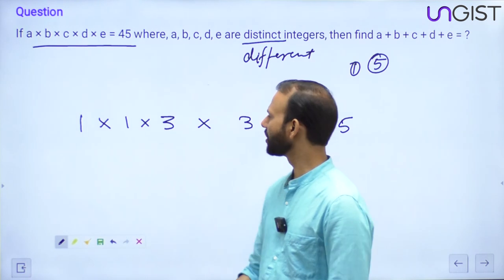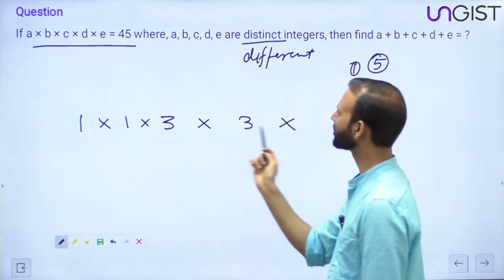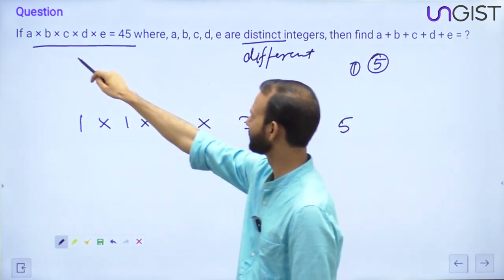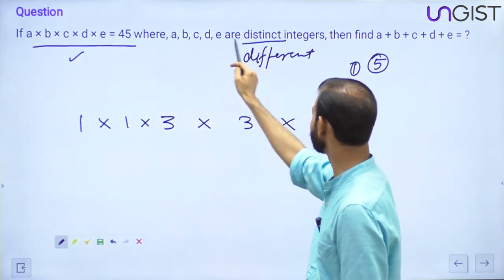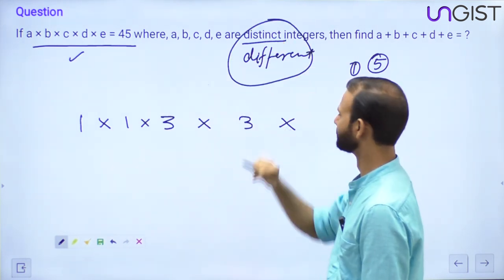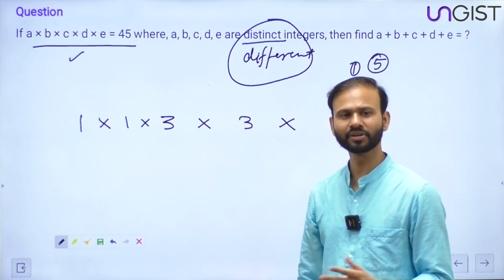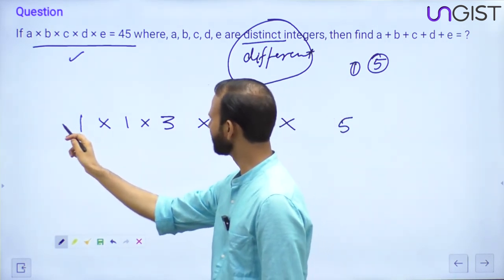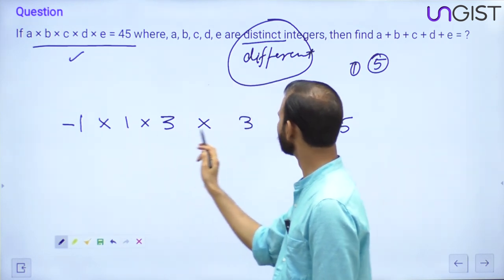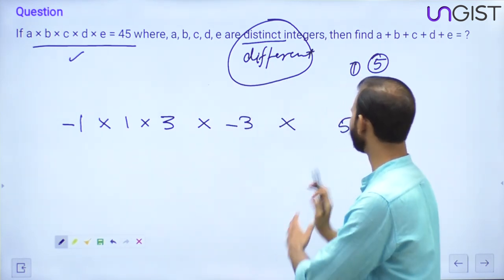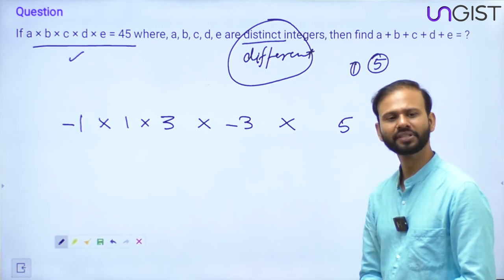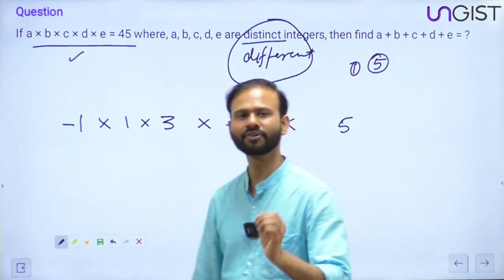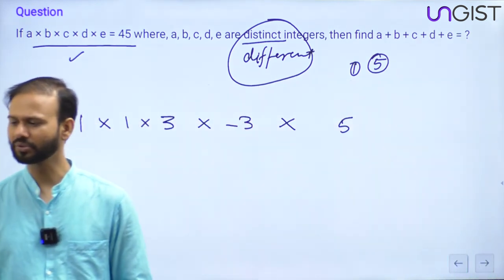So now here 45 has been expressed as the product of 5 integers, right? But one condition, they all are distinct. So here they are not distinct. So try to put the negative sign. Minus 1 into plus 1 and 3 into minus 3 into 5. So these are the 5 integers whose product is 45. And now the question is what?